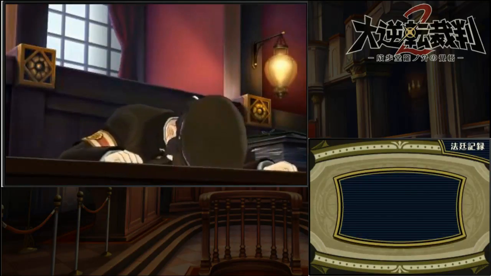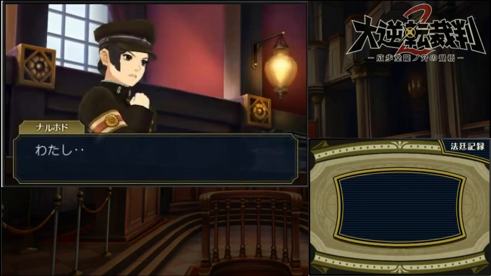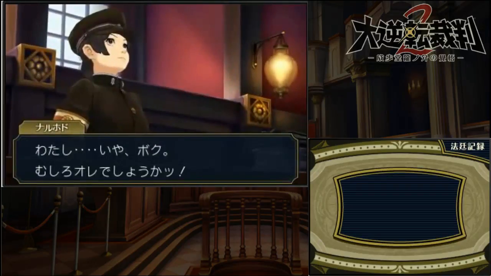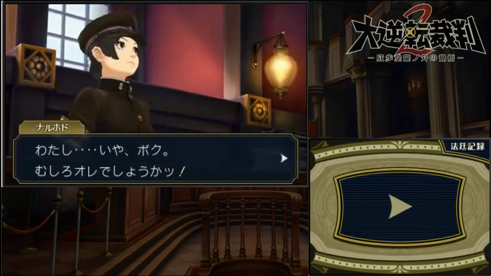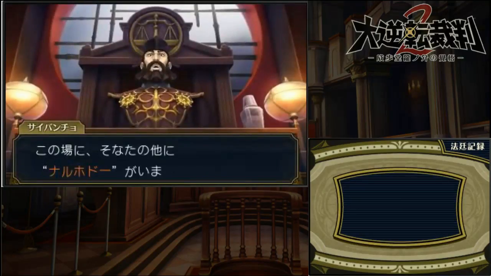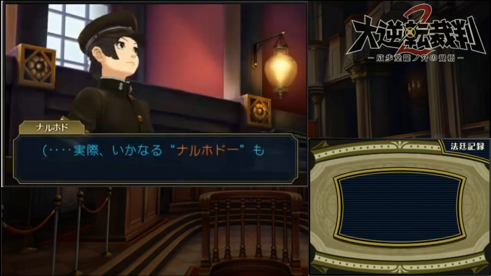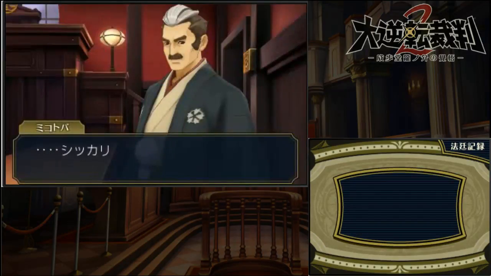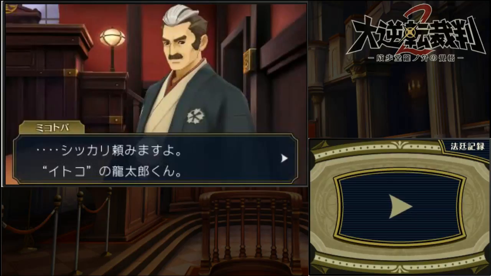Naruhodo. She is me. I mean, he is me. For I am a man. Yes. Are there any other Naruhodos in this room? There isn't any Naruhodos actually present here, but... Please pull yourself together, cousin Ryotaro-kun.